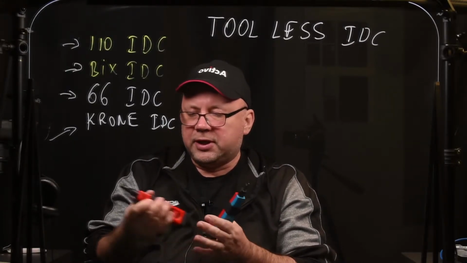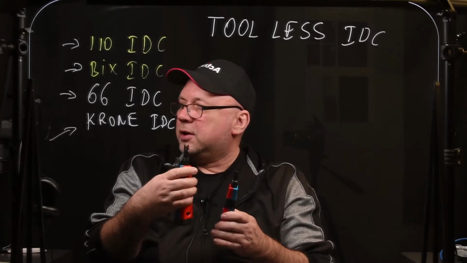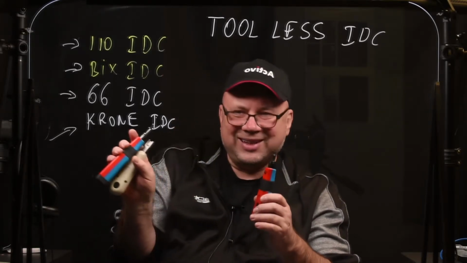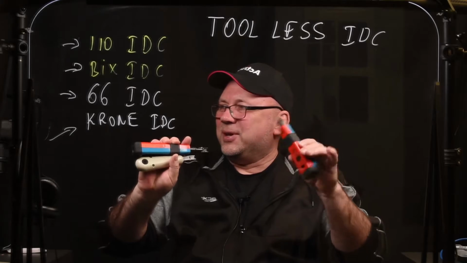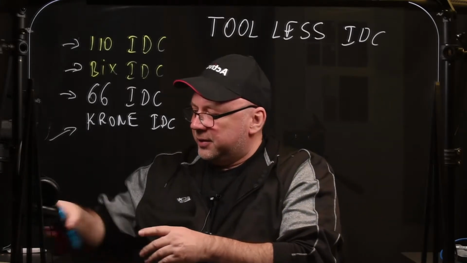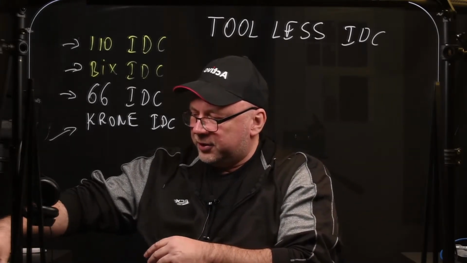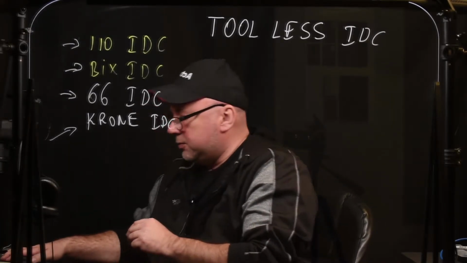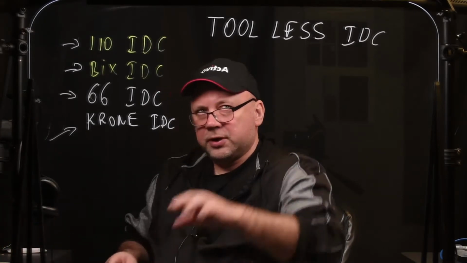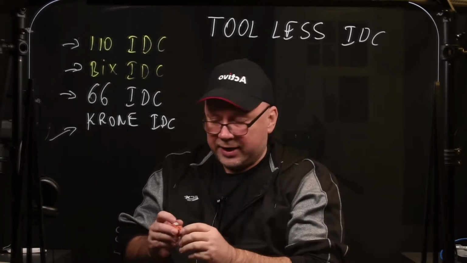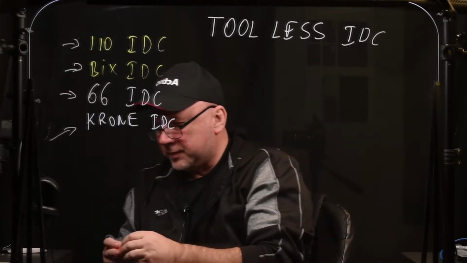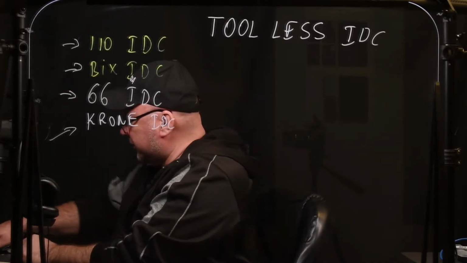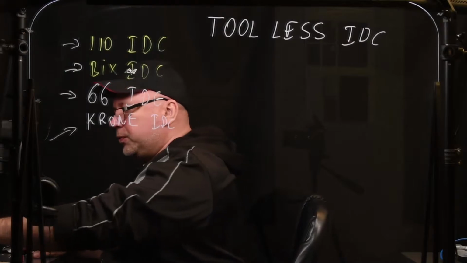Now BIX, here's also another example of BIX, and then we have the 110. Also recently, a few years back now, what we have is something that's called a Toolless Jack. Okay, Toolless termination. Now let me just present to you a Toolless Jack. Let me just get one ready for you here.